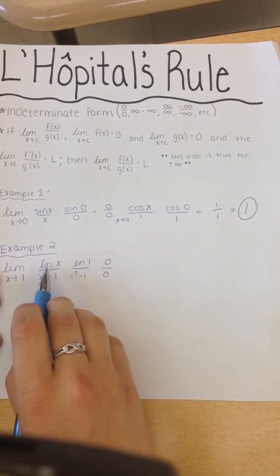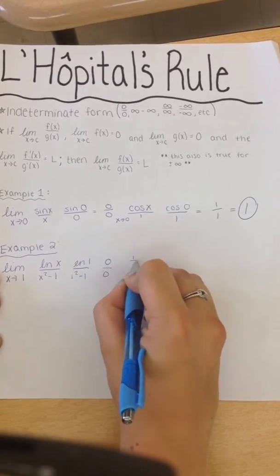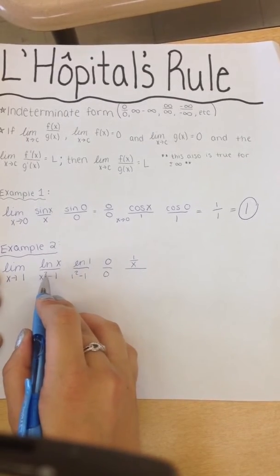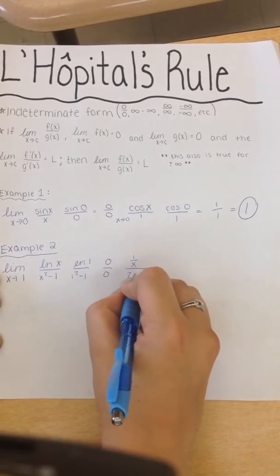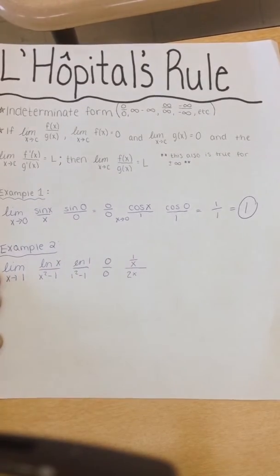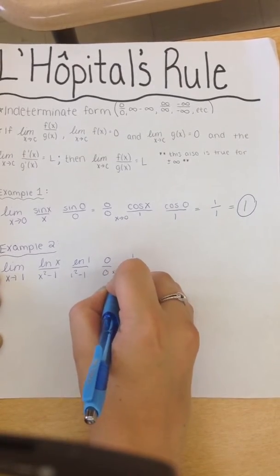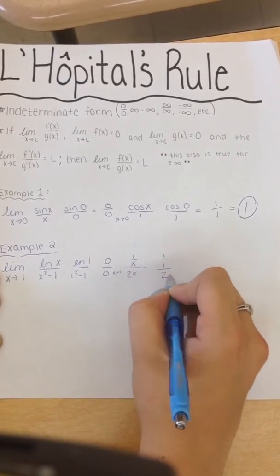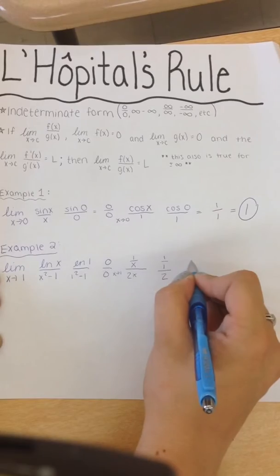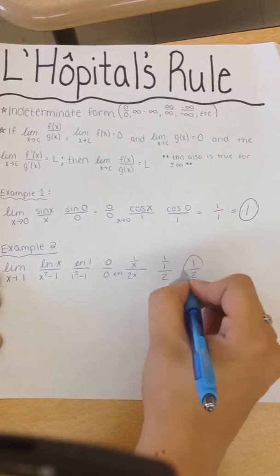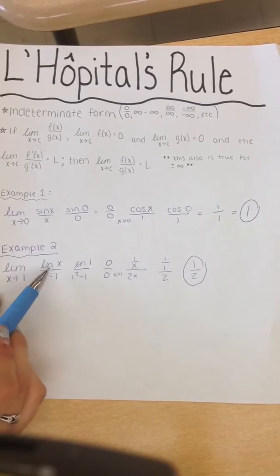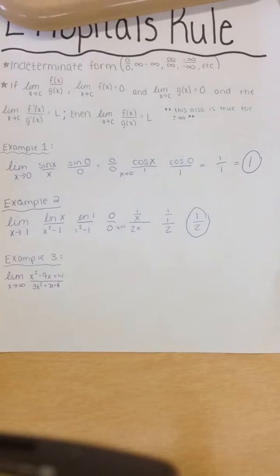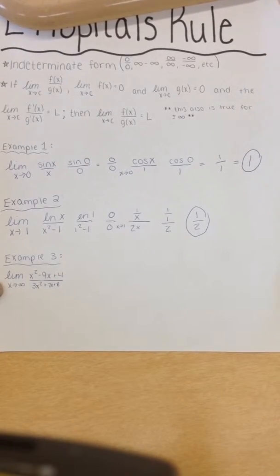We take the derivative of the top, the natural log of x, which gives you 1 over x. Then we take the derivative of the bottom, x squared, so we move the square down to get 2x. Because negative 1 is a constant, we ignore that. Then we send x to 1 and plug 1 in, and we get 1 over 2, which is 1/2. So the limit as x goes to 1 of natural log of x over x squared minus 1 is 1/2 because of L'Hopital's rule.